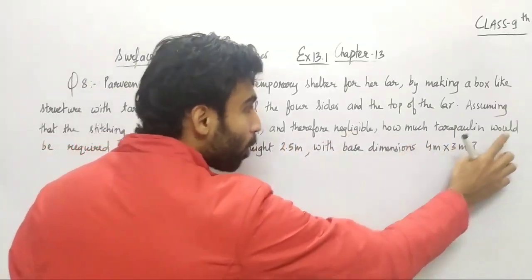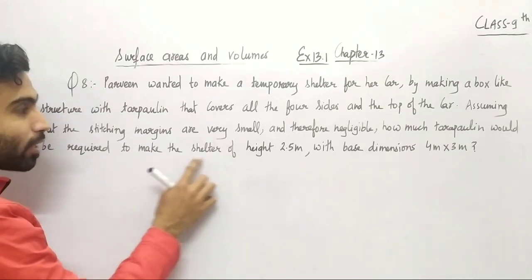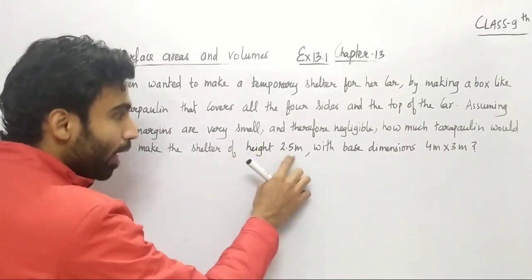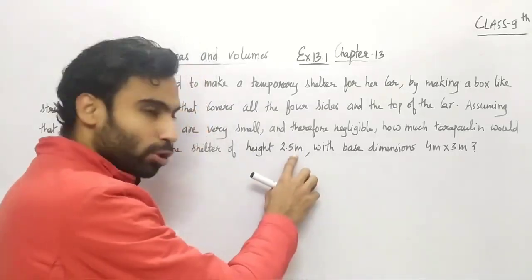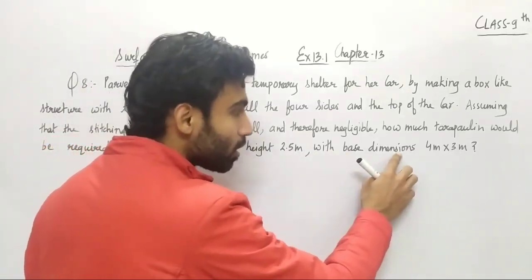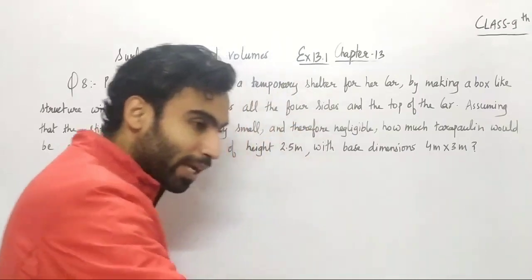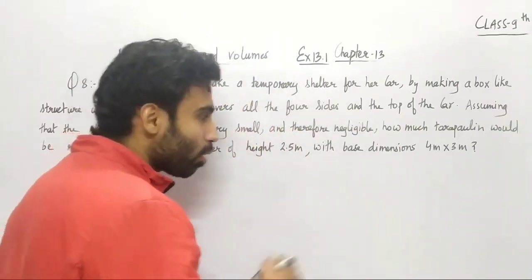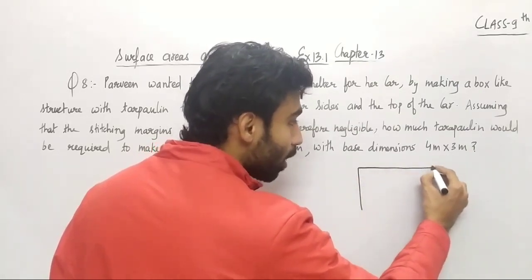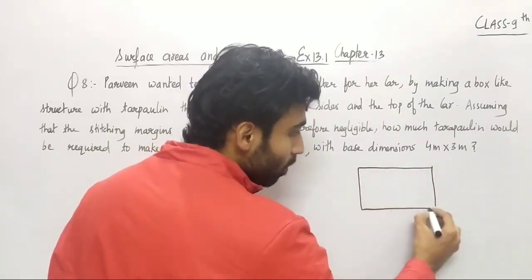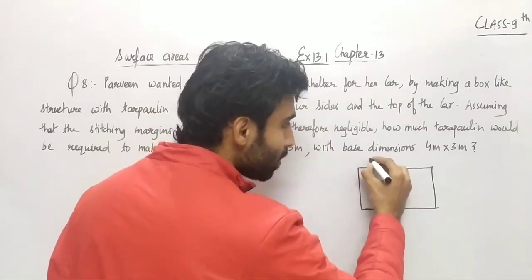So how much terrapolin would be required to make the shelter of height 2.5 meter? So here the height of the shelter is given, that is 2.5, with base dimensions 4 into 3. So base, that is the floor dimensions, means length and breadth of the floor, right? Let me make a box-like structure, that is a cuboid-like structure, right? So that will be like this.